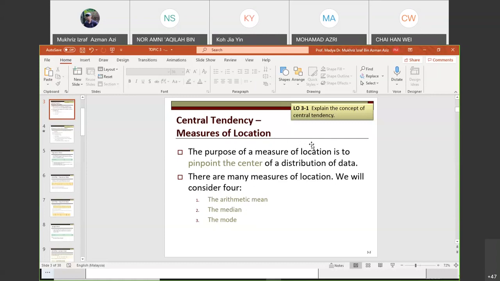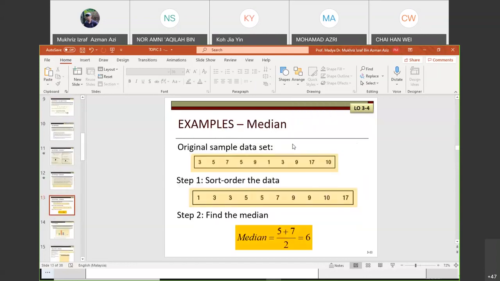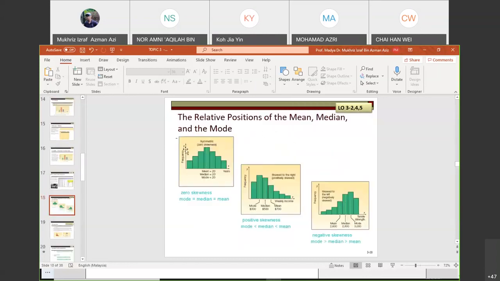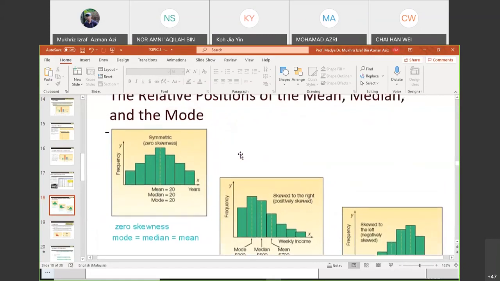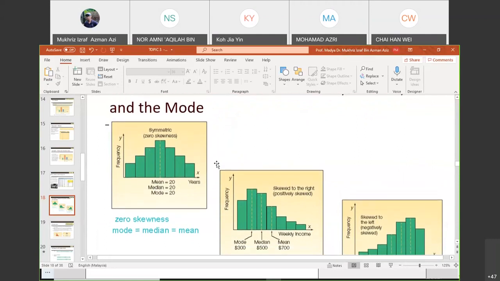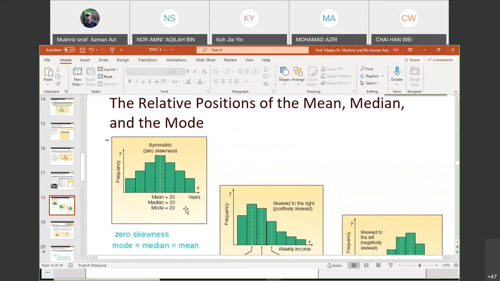So once you have those three values, you can plot your data in a simple histogram as you did last week. In statistics, whenever you plot your data, the shape of your histogram can be interpreted as what we call skewness. Skewness comes from the word skew, whether it is skewed to the right or skewed to the left, or it is not skewed at all, in the middle.